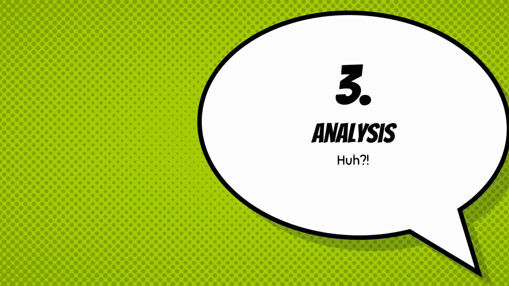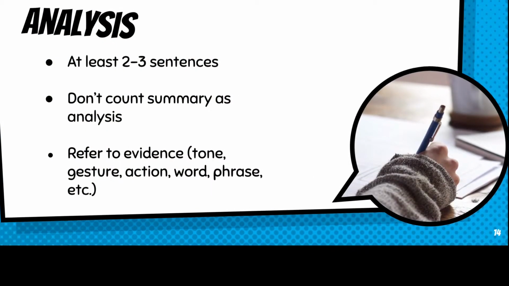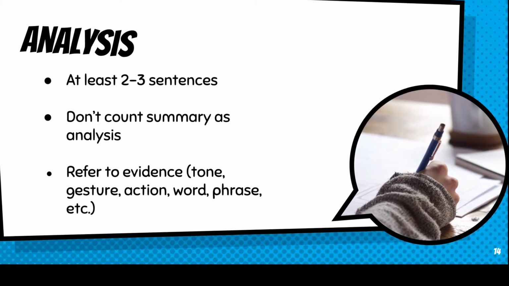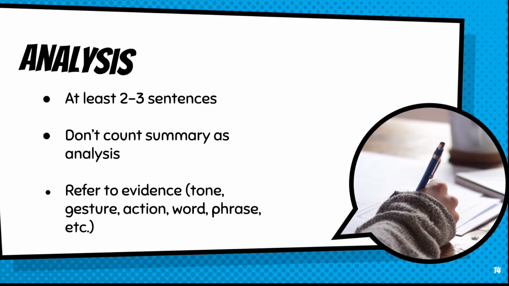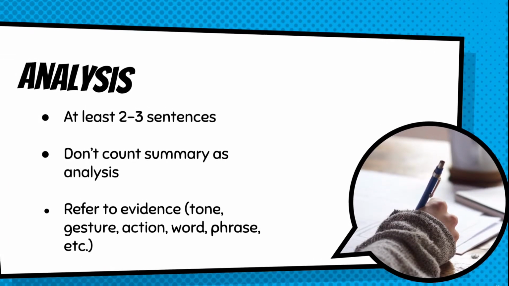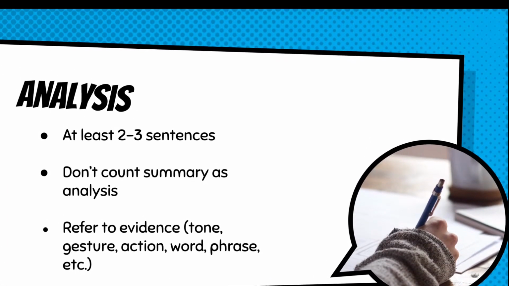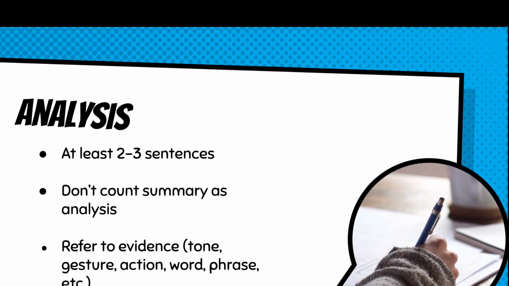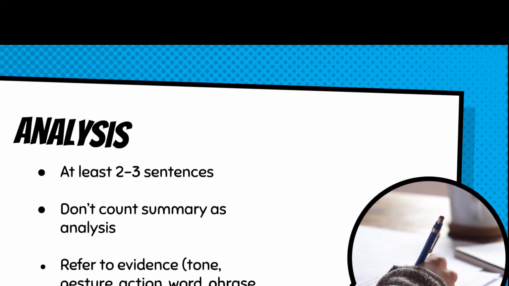Last but not least, we have our analysis. This is the most challenging part. Make sure that your analysis is at least 2 to 3 sentences without counting a summary. It's okay to summarize your evidence in about 1 sentence right after your textual evidence, but make sure that you give me another 2 to 3 sentences of analysis. Make sure that you're using the evidence to support your answer. So things like looking at the tone, looking at gestures, looking at word choice. Why did you pull the evidence that you did?